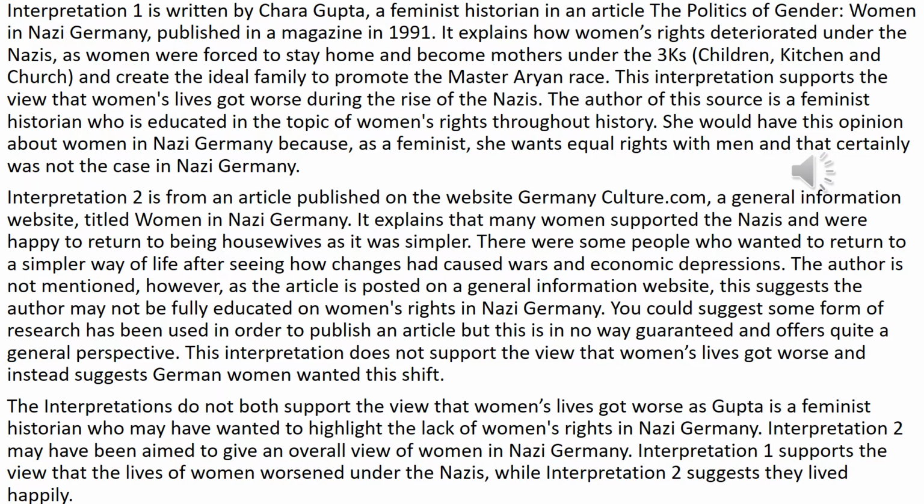The interpretations do not both support the view that women's lives got worse, as Gupta is a feminist historian who may have wanted to highlight the lack of women's rights in Nazi Germany. Interpretation 2 may have been aimed to give an overall view of women in Nazi Germany. Interpretation 1 supports the view that the lives of women worsened under the Nazis, while Interpretation 2 suggests they lived happily.